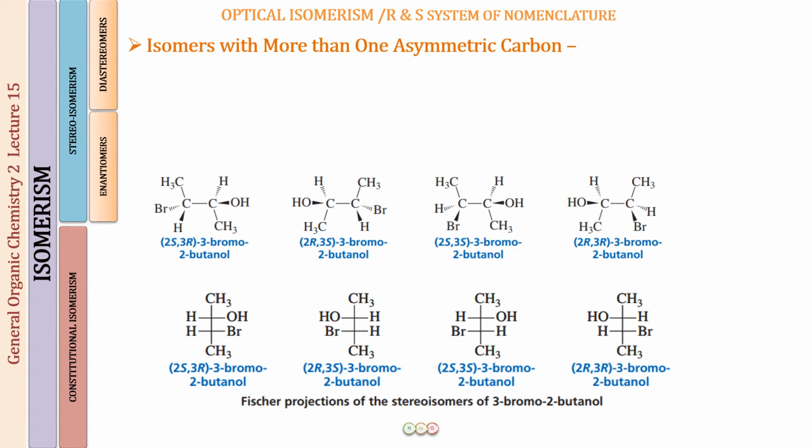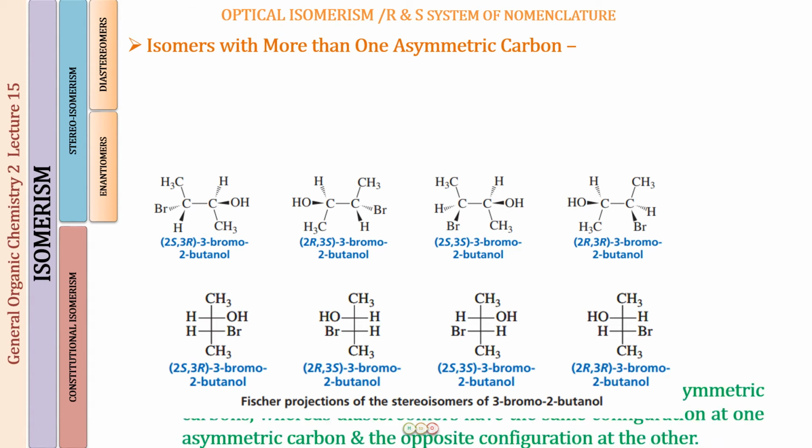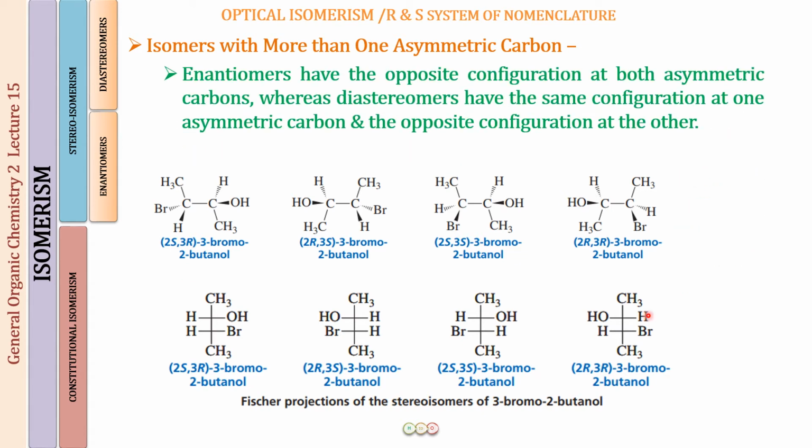Now the RS configuration, again this is going to be very helpful to you to tell which is the enantiomer and which is the diastereomer. How? So here just remember one thing, that enantiomers have opposite configuration at both the asymmetric carbons, whereas diastereomers have the same configuration at one asymmetric carbon and the opposite configuration at the other. Okay, so what do you have to see? Just simply see the RS configuration. That is going to be very easy for you. You have to just name these compounds and you have to look.